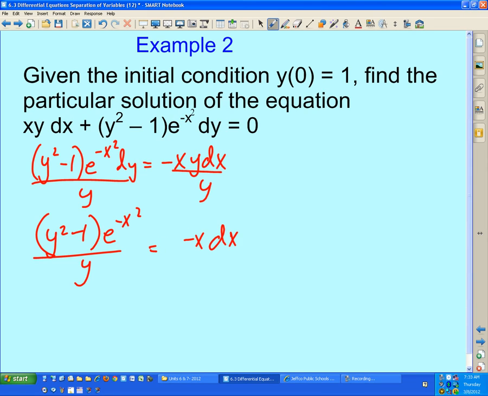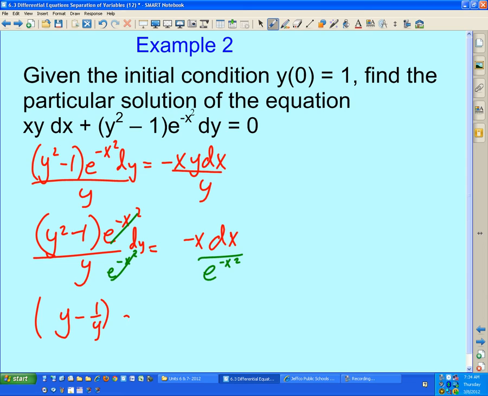If I divide by e to the negative x squared on both sides, then these guys would cancel out. So then I'm going to do a little simplification. I'm going to divide everything by y. Oops, I lost my dy along the way here. My dy should be here. And so I'm going to divide everything by y, and I'm going to end up with y minus 1 over y all times dy.